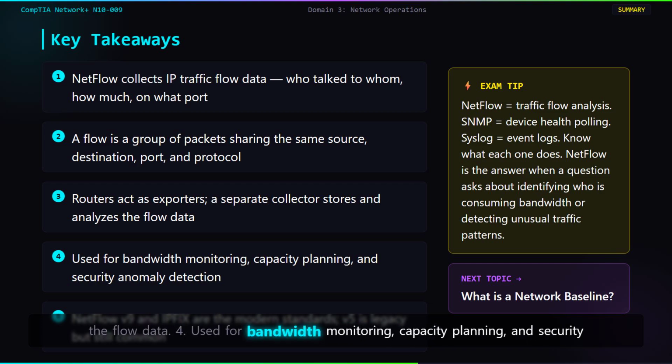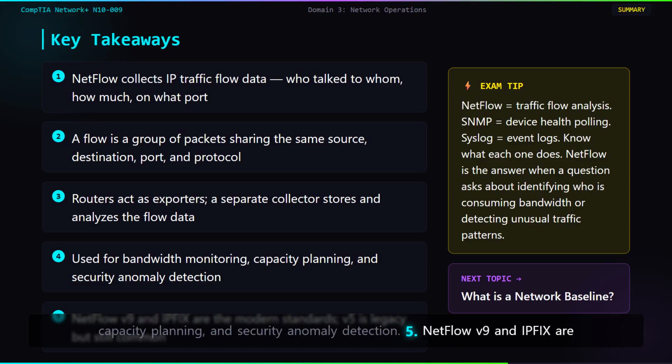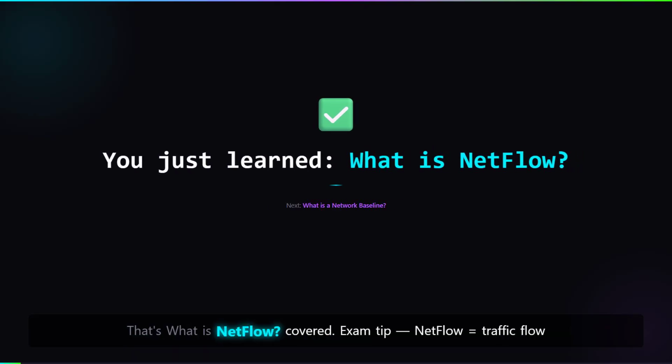4. Used for bandwidth monitoring, capacity planning, and security anomaly detection. 5. NetFlow v9 and IPFIX are the modern standards. v5 is legacy but still common. That's what is NetFlow, covered.